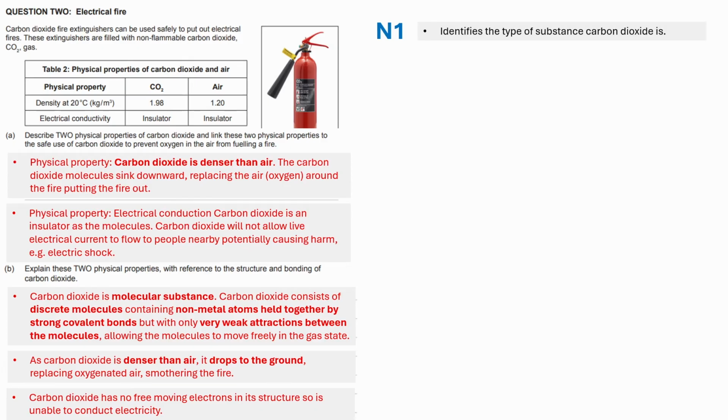So N1, did we identify that carbon dioxide was a discrete molecule or molecular substance? N2 is, did we describe its structure? So we've said the type of substance. So here we've said, okay, it is a molecular substance and it's made up of particles held together by weak attractions. That would be okay.